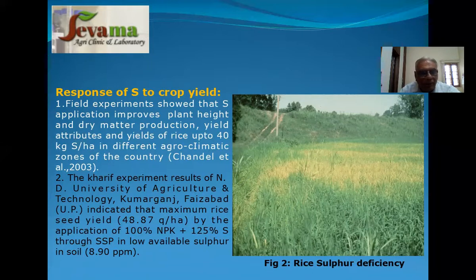The Kharif experiment results of ND University of Agriculture and Technology, Kumarganj, Faizabad, UP indicated maximum rice seed yield of 48.87 quintal per hectare by the application of 100% NPK plus 125% sulfur through single superphosphate in soil with low available sulfur, that is 8.90 ppm. When the available sulfur is less than 10 ppm in soil, then the soil is rated as low in available sulfur.